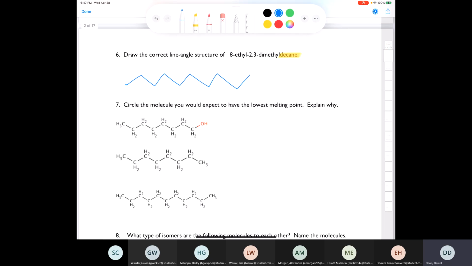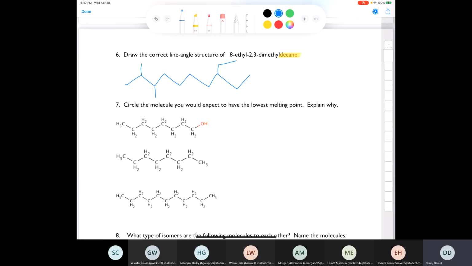On carbons 2 and 3, I have methyl groups. So if we go 1, 2, there's a methyl group. Carbon 3, we have a methyl group. Then we have carbon 4, 5, 6, 7, 8. And on the 8th carbon, I'm going to have an ethyl group. So CH2, CH3. And just like that, you've drawn 8-ethyl-2,3-dimethyldecane. All right, next question I want to ask for your participation.